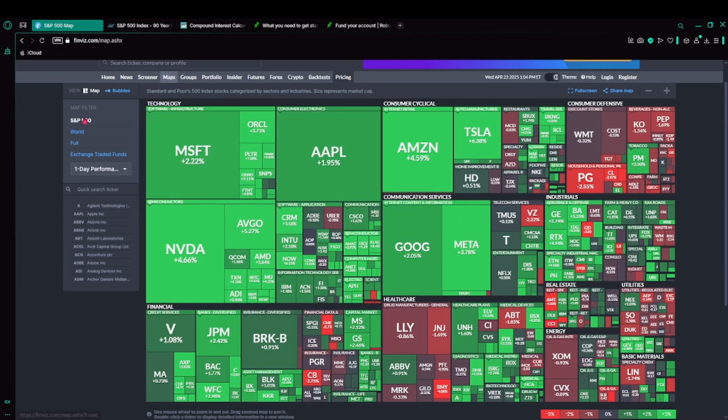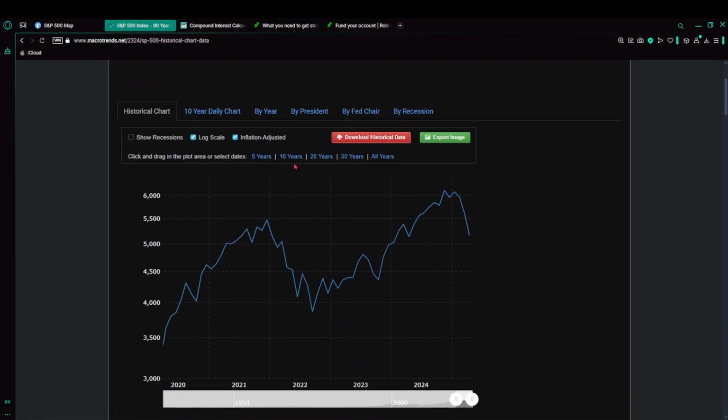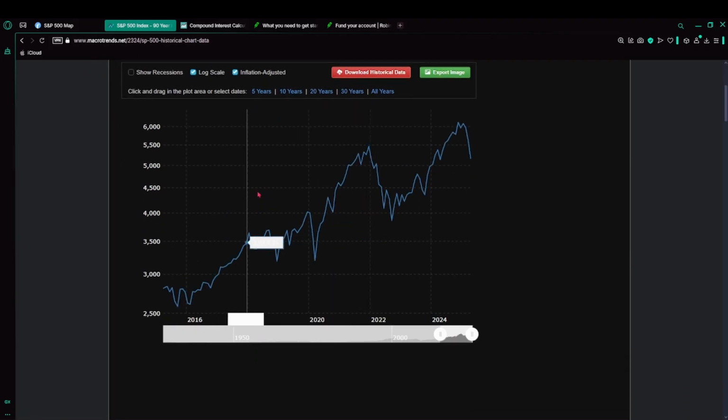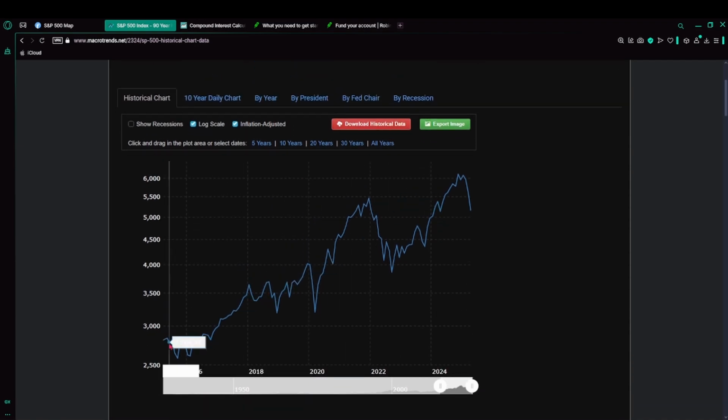But to keep going, we're going to look at the S&P over the last 10 years. This is called macrotrends.net. I'll put that in the description too. This one's pretty easy to visualize, for me at least. In the past 10 years, the market has gone from 2,000, let's just say 2,800, this is the S&P 500, to now, which is $6,000. So you would have tripled or at least doubled your money in the past 10 years, and this is 30 years.